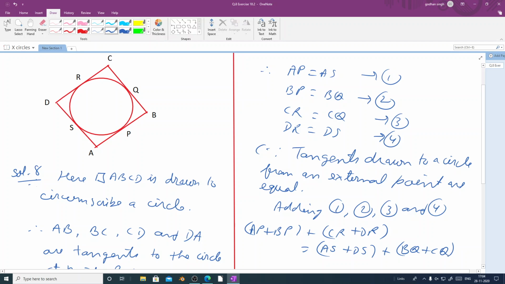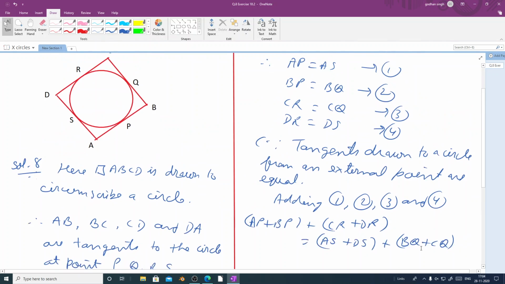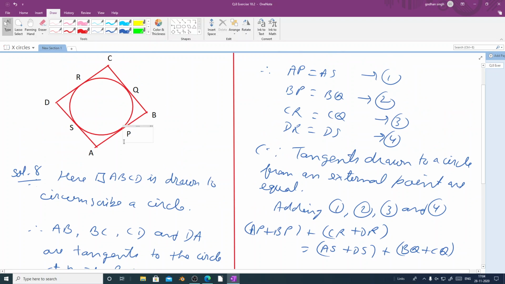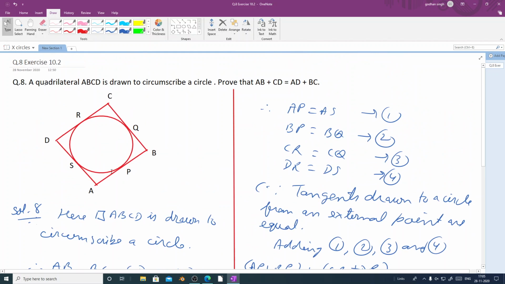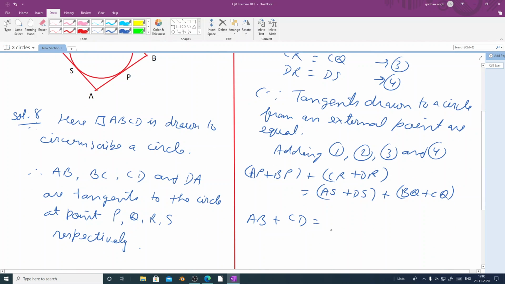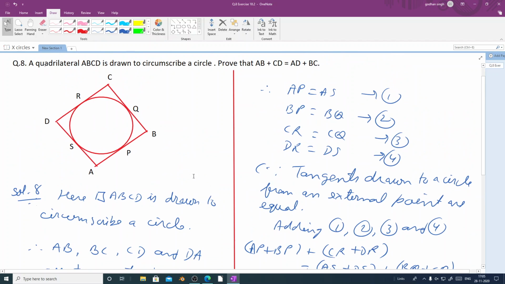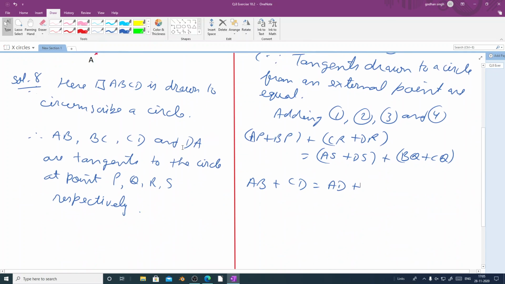So now let us go further. From the figure, as already discussed, AP plus BP is giving us AB. So we write here AB plus CR plus DR, that will give us CD, equal to AS plus DS. In both terms, what is common? S. So combining them, we get AD. From the figure also we can see that AS plus DS is equal to AD. So equal to AD plus BQ plus CQ. What is common in this? Q. So adding them, we must get BC. Let us see the figure, BQ plus CQ, that is BC.